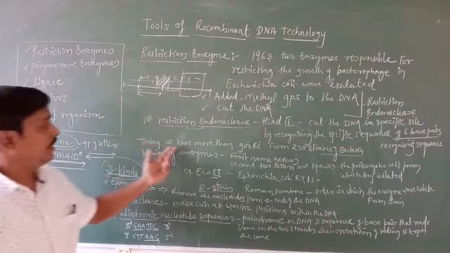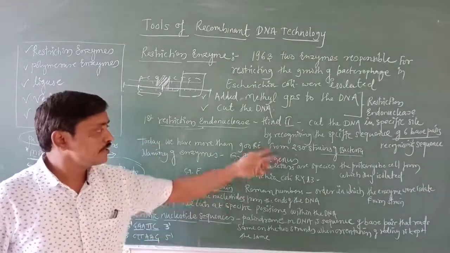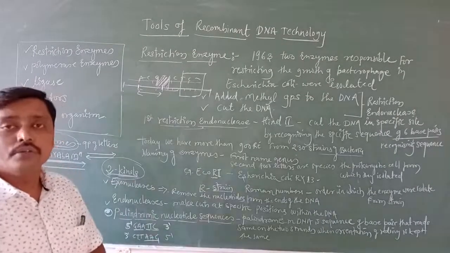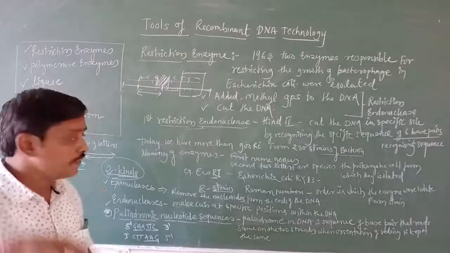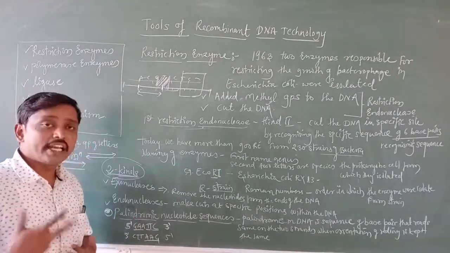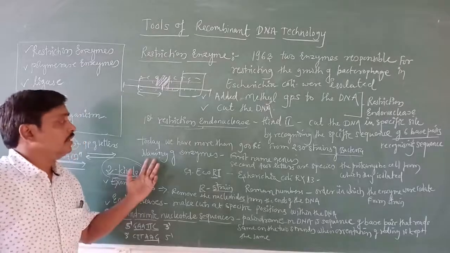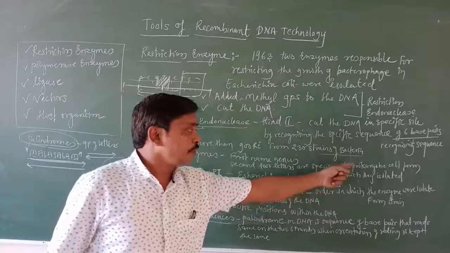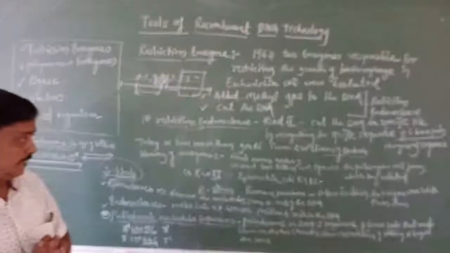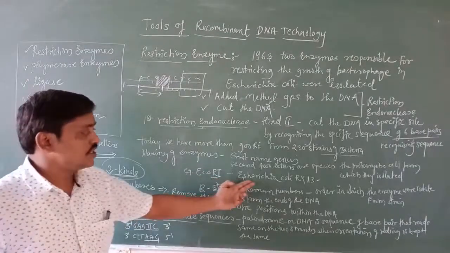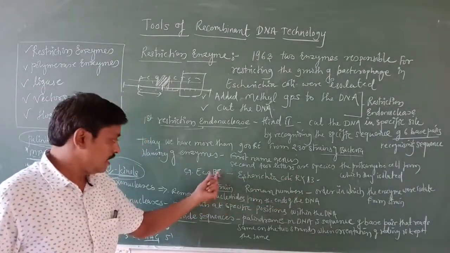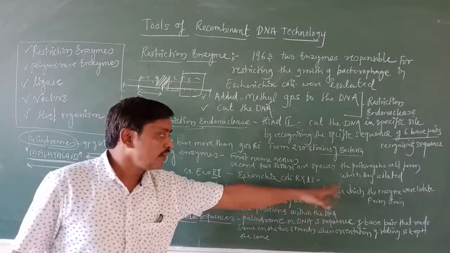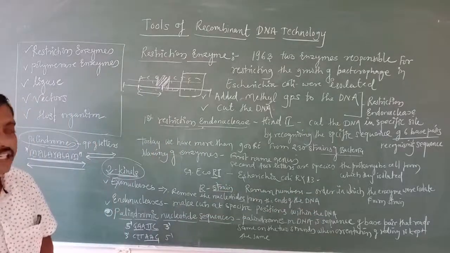Today we have more than 900 restriction enzymes from 230 strains of bacteria. How are these more than 900 restriction endonucleases named? Naming of enzymes: the first letter is from the genus, the next two letters are from the species of the prokaryotic cell from which they are isolated. For example, E. coli RY13, in which R is the strain and Y is the Roman numeral, the order in which the enzymes were isolated from the strain.